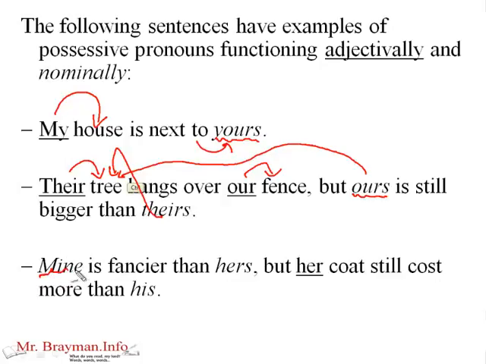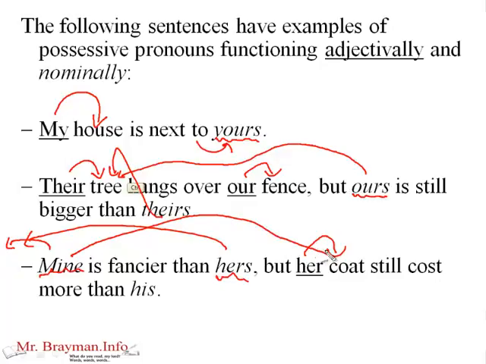Mine, again, this is a subject. Mine is fancier than hers. Now, it's not really clear what mine means, so this must refer back to something that was said before. Same with hers, as in my tree or my car, my purse, I don't know. But her coat still costs more than his. Aha, so now we see that these actually refer to coat. And so the person who hears this would understand that mine and hers refer to coats.